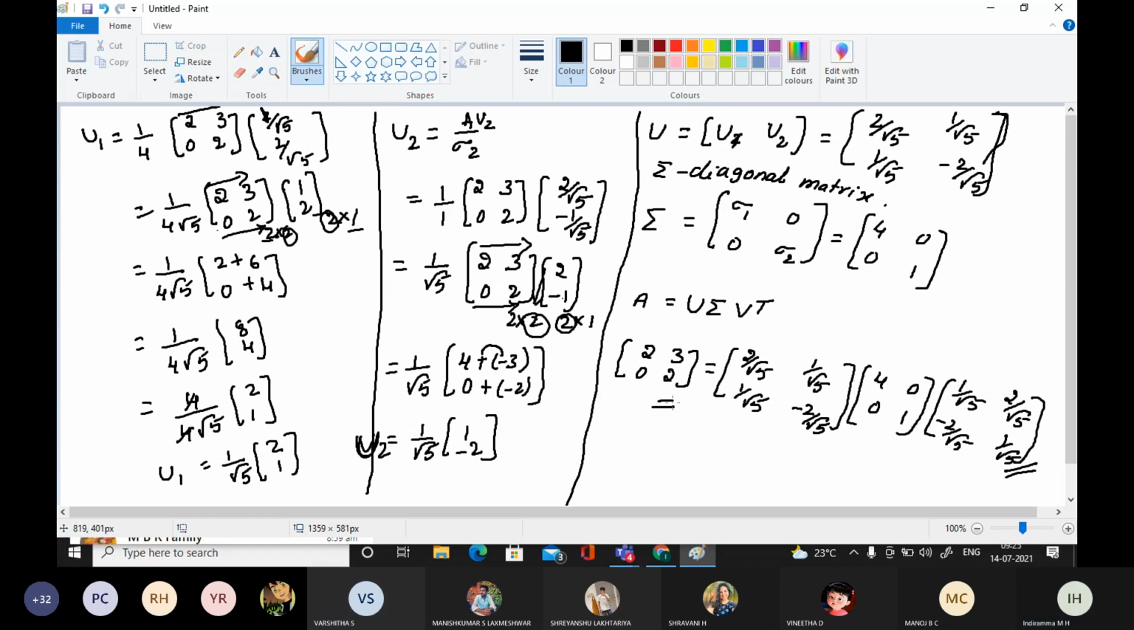Ma'am, V transpose second row is 2 by root 5 and minus 1 by root 5. Yes, the V transpose is correct, check it. Does the minus come here? Yes, ma'am. Okay, no problem. Anywhere you can consider. So here it is correct. Is it right?